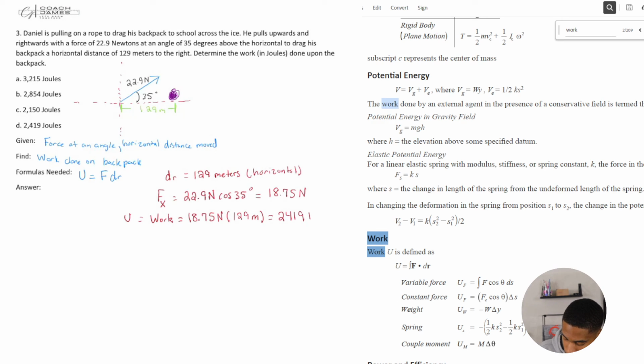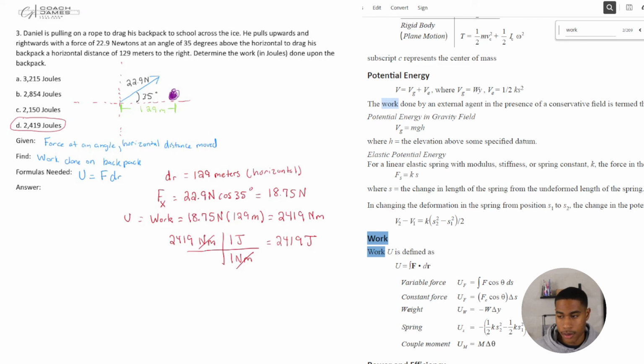So that in turn turns out to 2419 newton meters. We also know that a newton times a meter, 1 newton times a meter, is equal to 1 joule, right? So these units will cancel and we'll get 2,419 joules, which equals D.